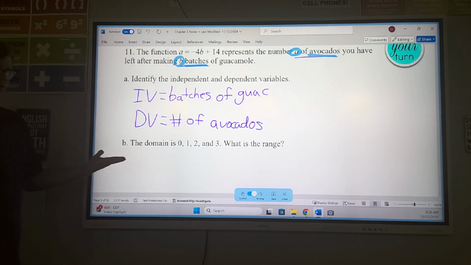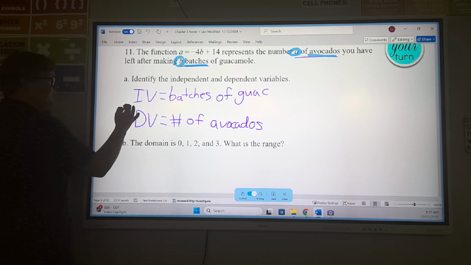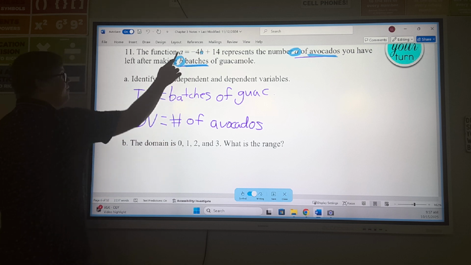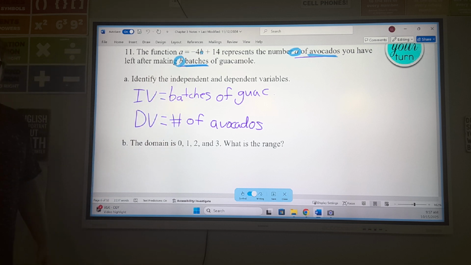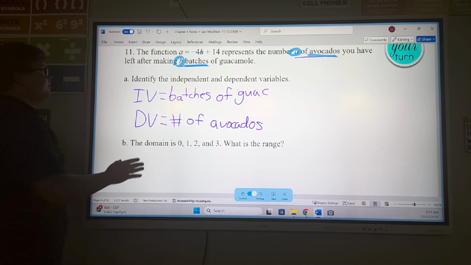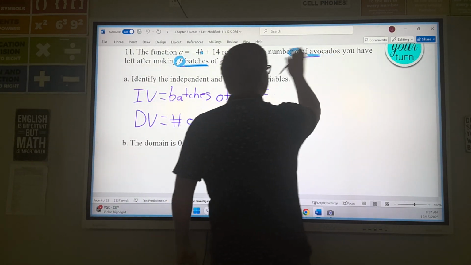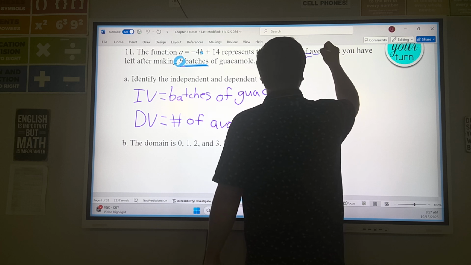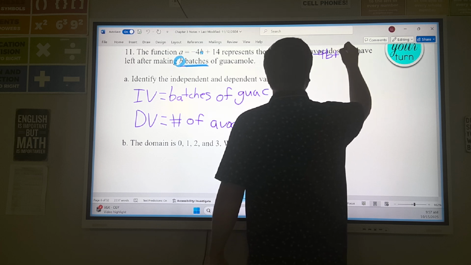Once you know those two, we're able to find our range with the domain that is given, which is 0, 1, 2, and 3. So remember, B represents batches. Batches is our independent variable, so we're going to plug it in for B to get the number of avocados left after we make a certain amount of batches. So let's go ahead and do that. I am going to write my equation up here and scroll down. A equals negative 4b plus 14.